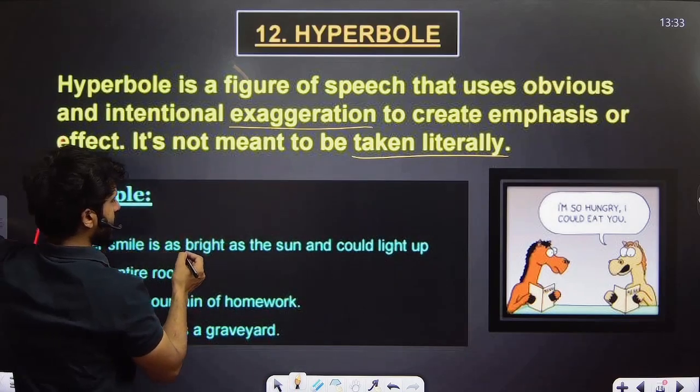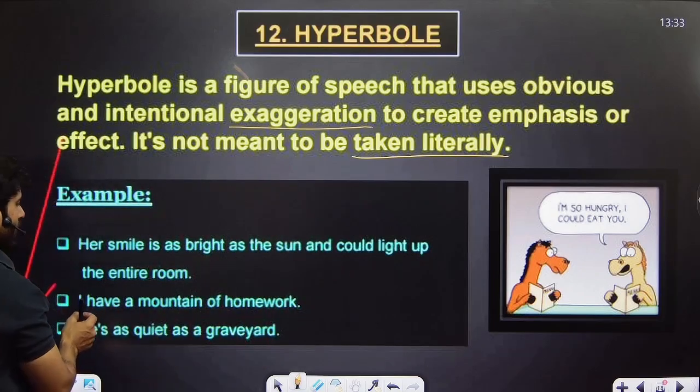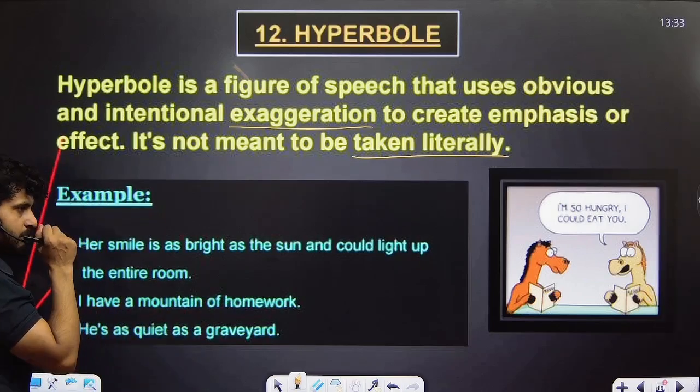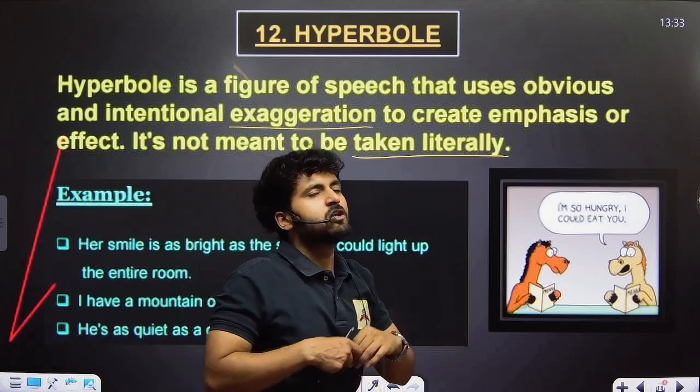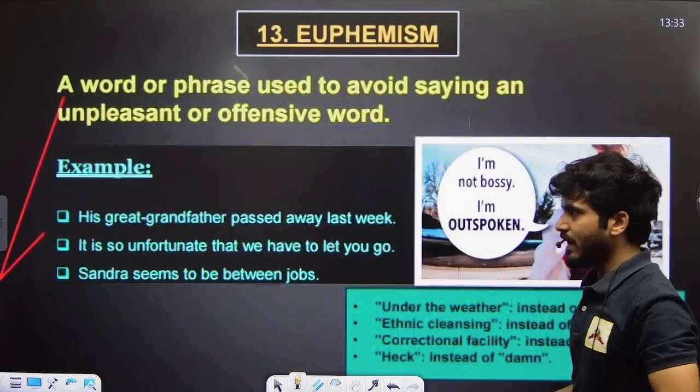Her smile is as bright as the sun and could light up the entire room. I have a mountain of homework. He is as quiet as a graveyard. Graveyard kabristan ko bolte hain, where the dead ones are buried. In those cases we use hyperbole. Next we have euphemism.